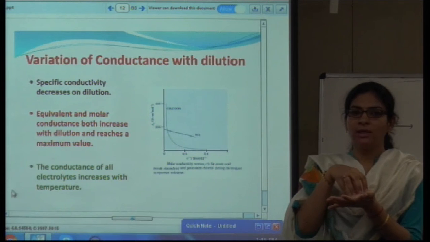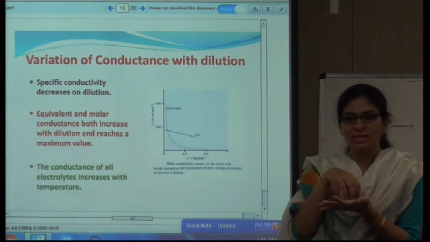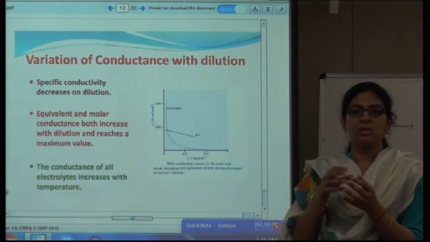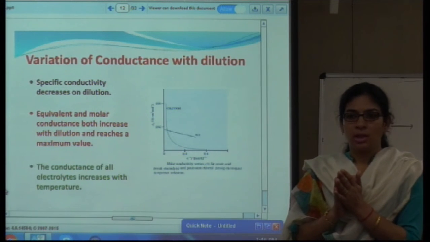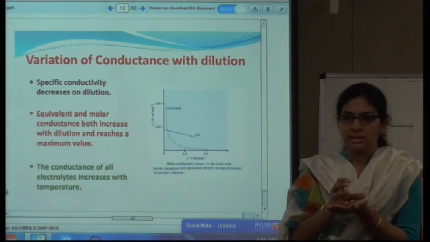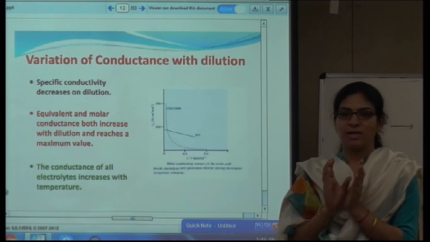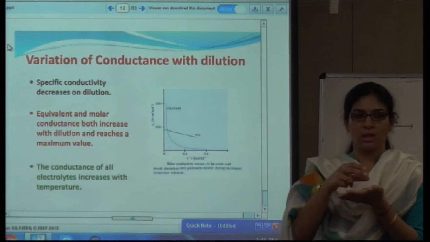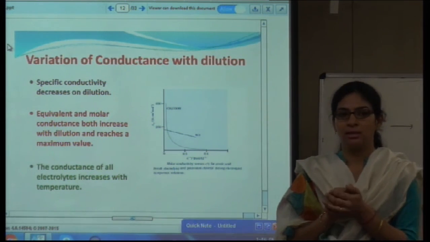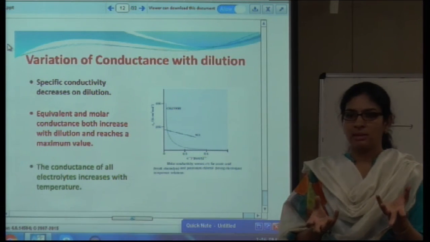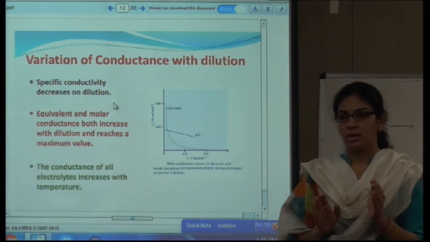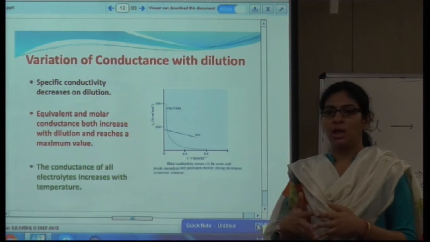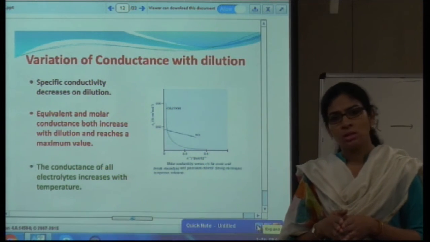If you have 1 gram equivalent in 1 cc only, the concentration is what? More. Now if you dilute the solution to say 1 liter, then what will happen? Number of ions in 1 cc is going to decrease, because for specific conductance you have to take only 1 cc of that solution. So in 1 cc compared to the initial stage, you will have lesser number of ions. So if number of ions are lesser, then obviously your specific conductance will also be lesser. So therefore specific conductance decreases on increasing the dilution, whereas equivalent and molar conductance increases, right?